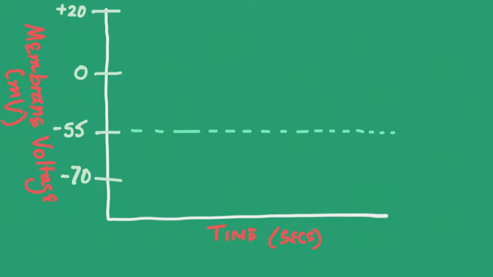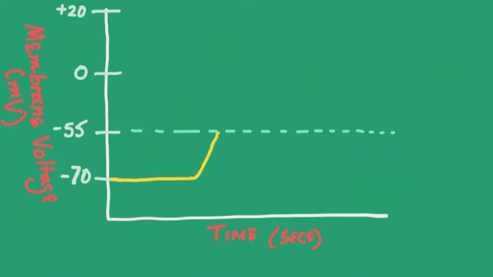On this graph, on the x-axis, we have time in seconds. On the y-axis, we have membrane voltage in millivolts. We have -70, -55, 0, and +20 millivolts. At -70 millivolts, the neuron is at rest. We have the resting membrane potential. This stays the same until a new impulse arrives.